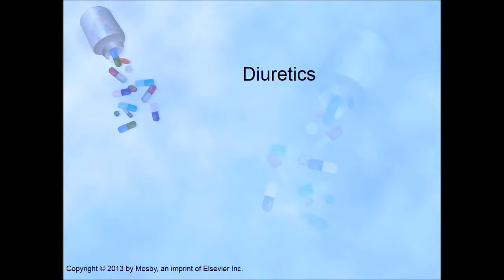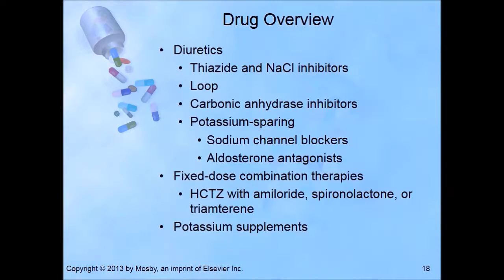So let's move on to the diuretics. These are very common in practice. There are four major subclasses of the diuretics: the thiazides, the loop, carbonic anhydrase inhibitors, and potassium-sparing diuretics. They act by decreasing sodium reabsorption at different sites along the nephron.